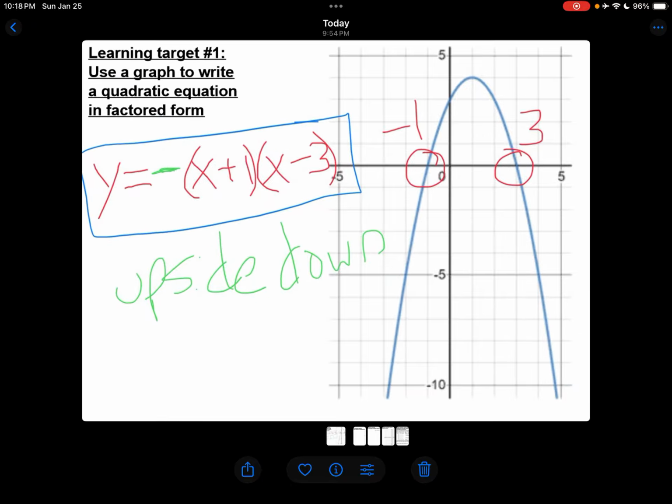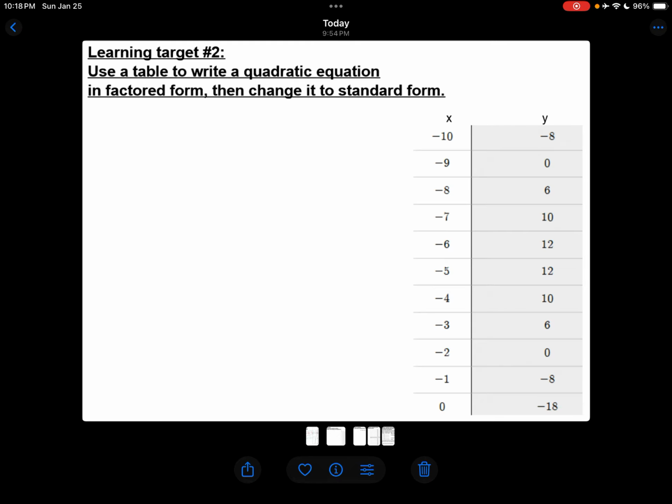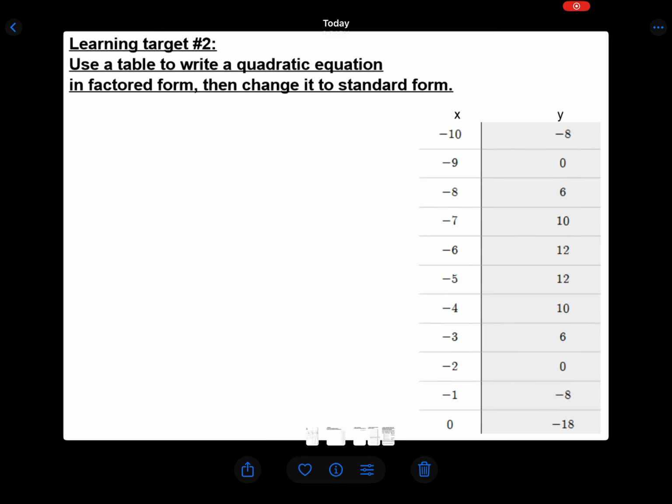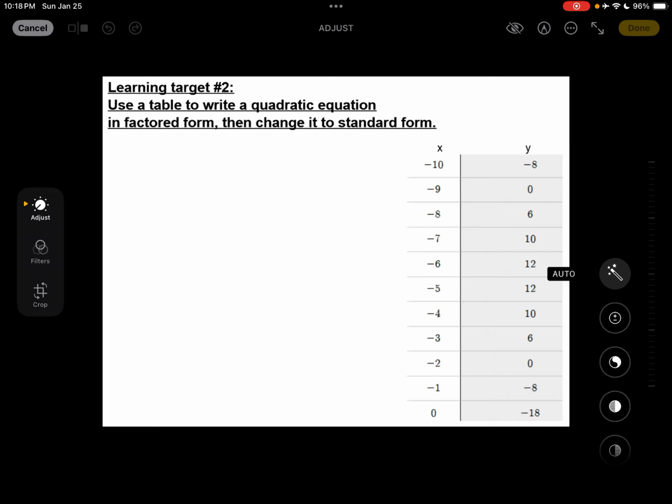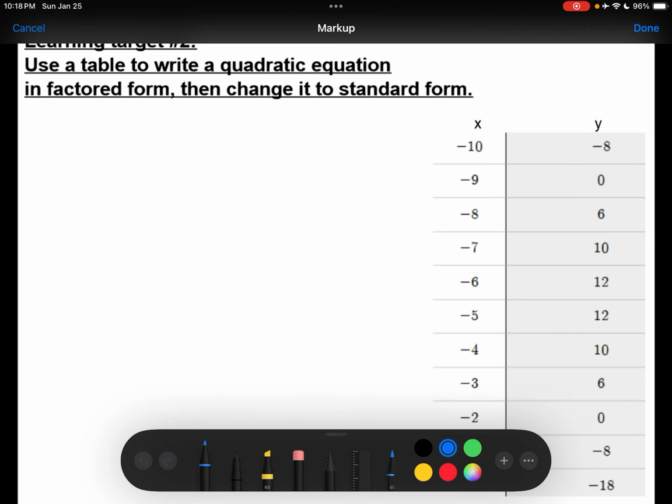Moving on to learning target 2. Give me a second here, getting used to all the steps of the video. For learning target 2, it's pretty much the same thing, writing a quadratic equation in factored form, but we're going to take some extra steps and change it into standard form.